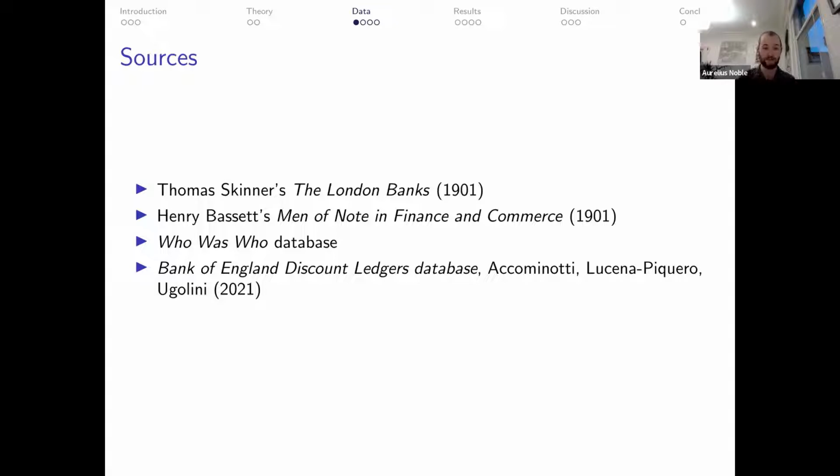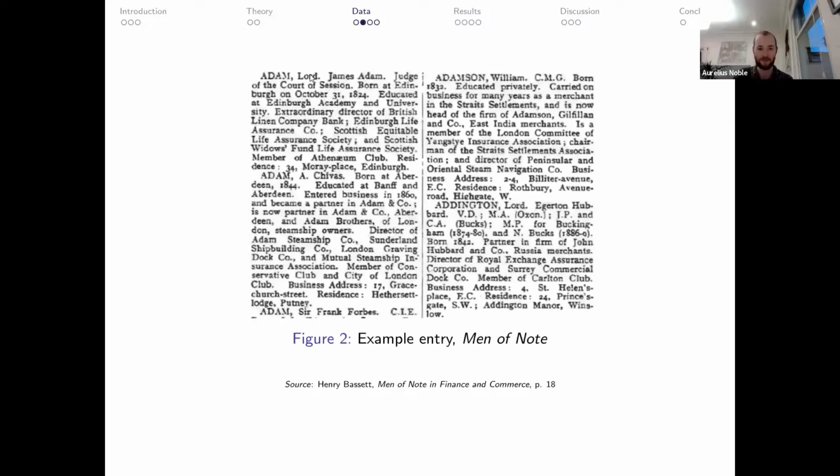And then the second one is I look for the names of all of the partners listed in the London banks in Who's Who, and again gather similar information. So from Men of Note, I gather information on 97 partners, and from Who's Who, I gather it on 73 partners. And so the type of information this gives, this is an example here from Men of Note: name, titles, place of birth, date of birth, educational history, career history, club memberships, residences, things like that.